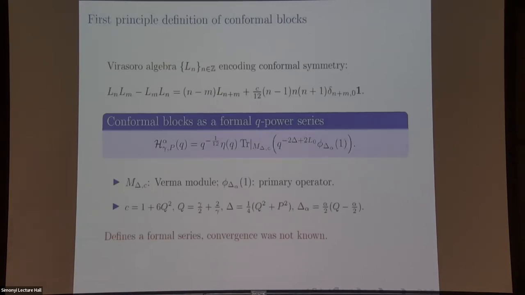Okay, but then I will review, as I promised, some of those previous definitions of the block. This was probably our earliest definition, which is coming from the Virasoro algebra. These are the generators of the Virasoro algebra, and there is this commutation relation. Essentially this conformal block is given by some trace of some operators, and there are some Verma modules and primary operators. But from the physics perspective, you can think of it as a formal power series, and the convergence of this power series was not known. It was proved later by Guillaume Remy, Kupiainen, Rhodes and Vargas, but it was not known for a long time.